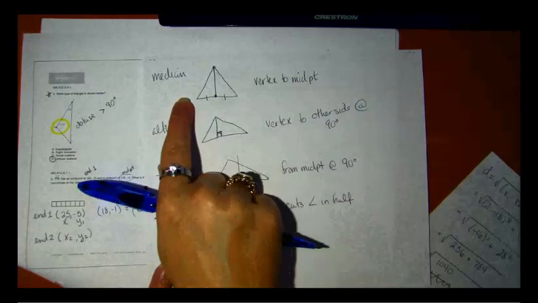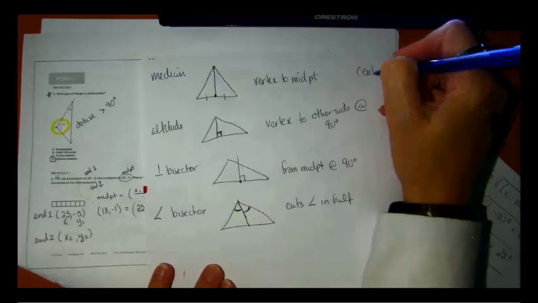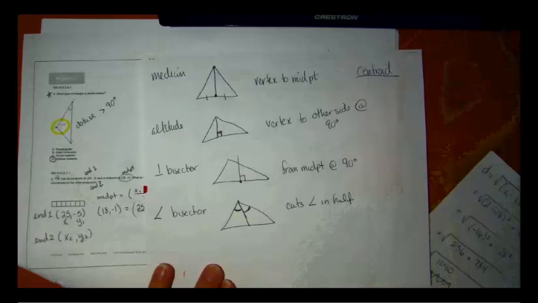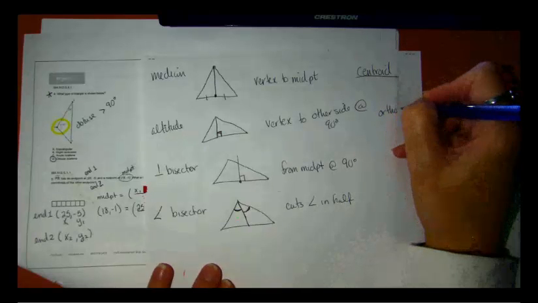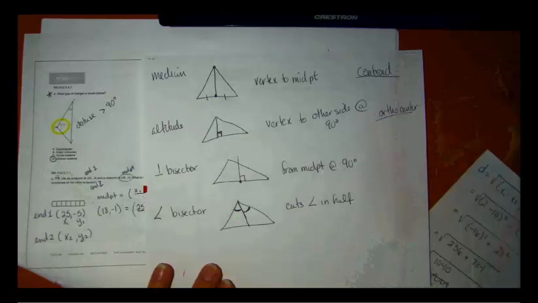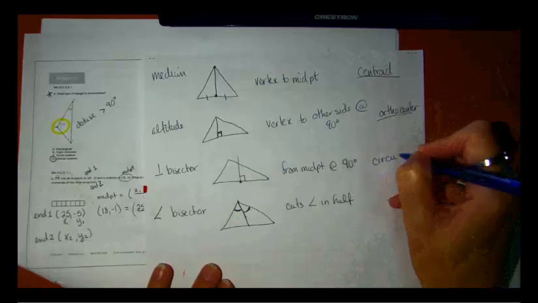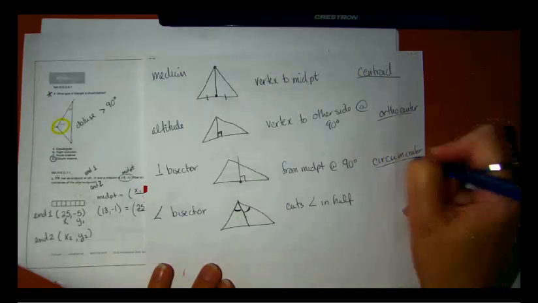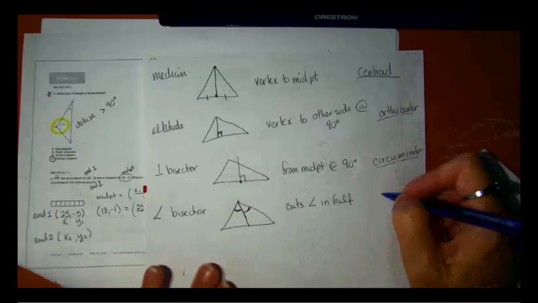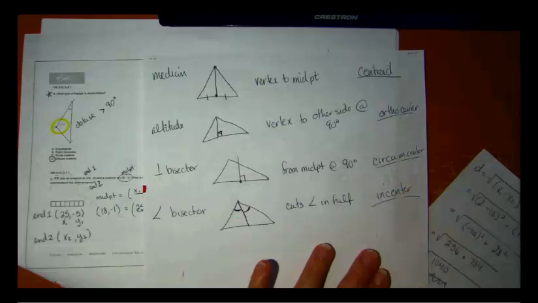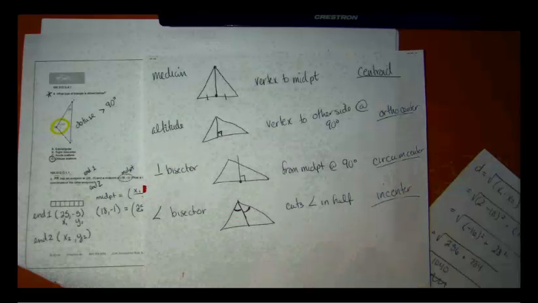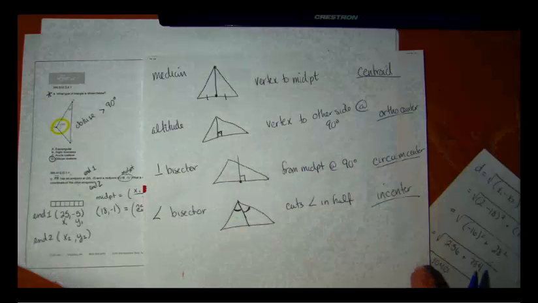Okay, all of the medians intersect at the centroid. All of the altitudes intersect at the orthocenter. The perpendicular bisectors intersect at the circumcenter, and the angle bisectors intersect at the incenter. And I will make another piece of paper with those properties.